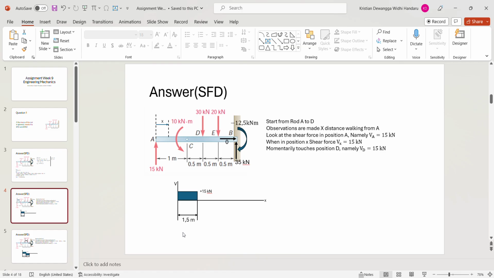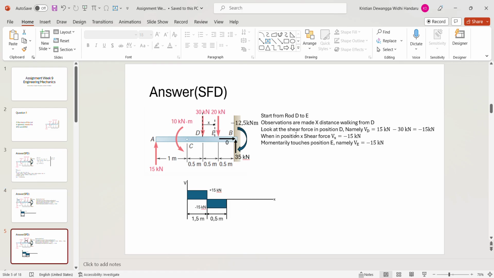Observation at max distance walking from A: VA is equal to 15 kilonewton, Vx 15 kilonewton, and VD is 15 kilonewton. And this is for the graphic SFD. And from road D to E, VD is 15 kilonewton minus 30 kilonewton equals minus 15 kilonewton, Vx minus 15 kilonewton, and VE minus 15 kilonewton.